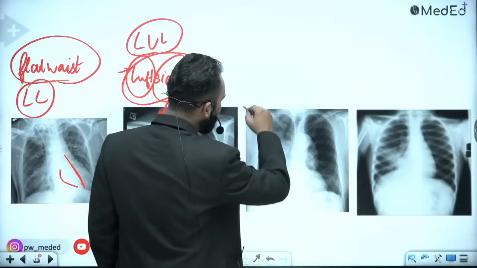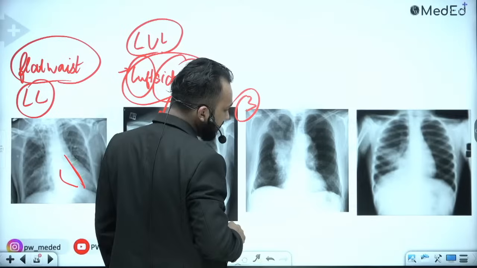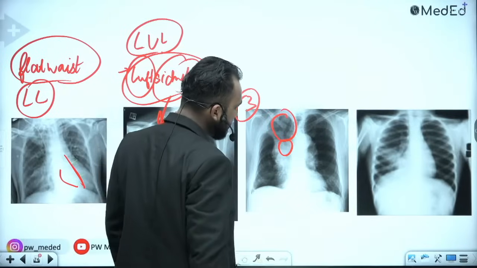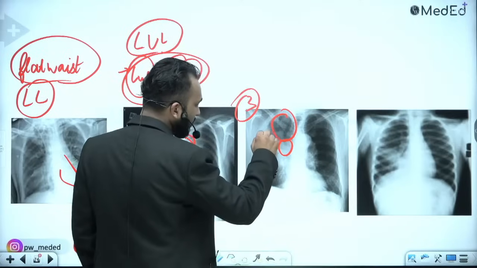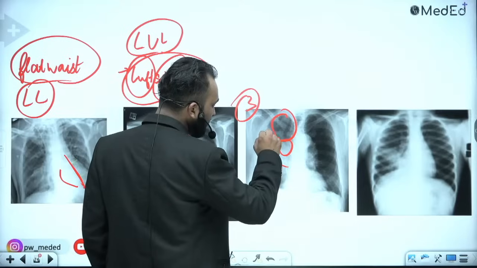Coming to the third image. In the third image, we can see some opacity in the right upper zone. It is pulling the fissure towards itself and taking the shape of the S.